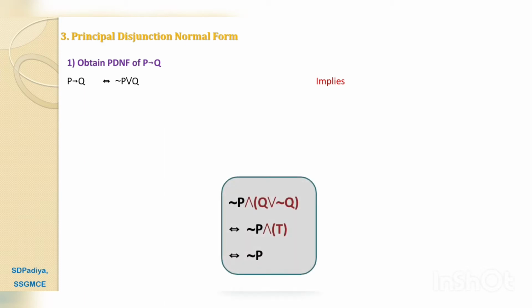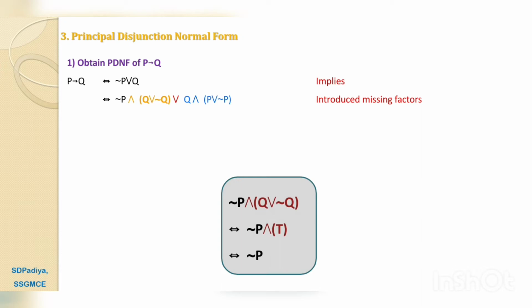Now, if we consider not P or Q, the not P is one elementary product term and Q is an elementary product term, then these two elementary product terms are connected by the OR. Now we have to introduce not Q with not P and P with Q, because in the first term not P, Q is missing, and in the second term Q, the P is missing. Then how to introduce the missing term we have discussed in this box.